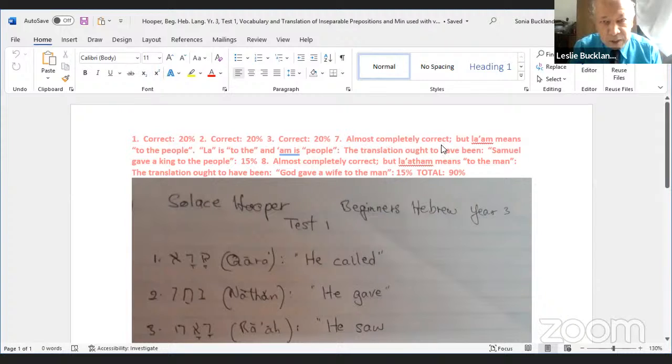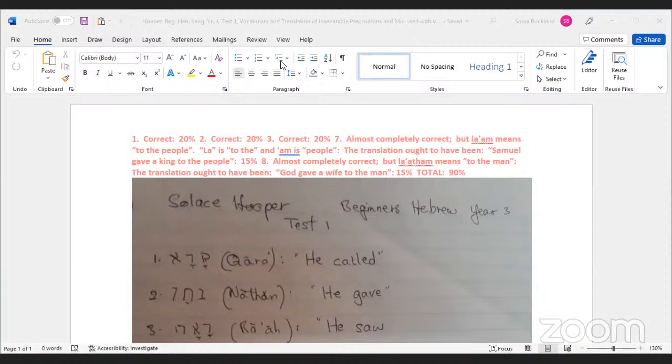Number 7, la'am means to the people. La is to the, and am is people. The translation ought to have been Samuel gave a king to the people. Number 8, almost completely correct, but la'atha means to the man. The translation ought to have been God gave a wife to the man. Okay, let us look at another test paper.